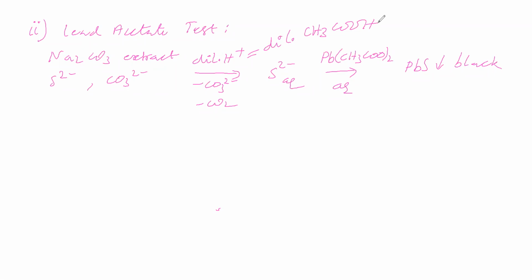If you add dilute HCl, dilute sulfuric acid or dilute nitric acid, what will happen? This sulfide also becomes H2S and goes out as hydrogen sulfide gas. So we have to add dilute acetic acid only. This test is called the lead acetate test.